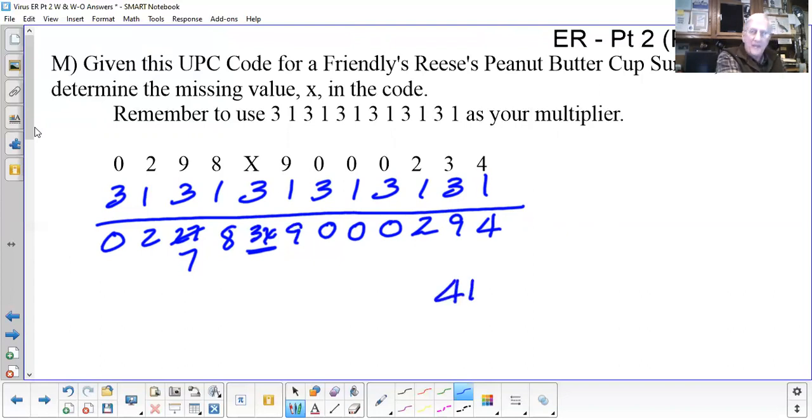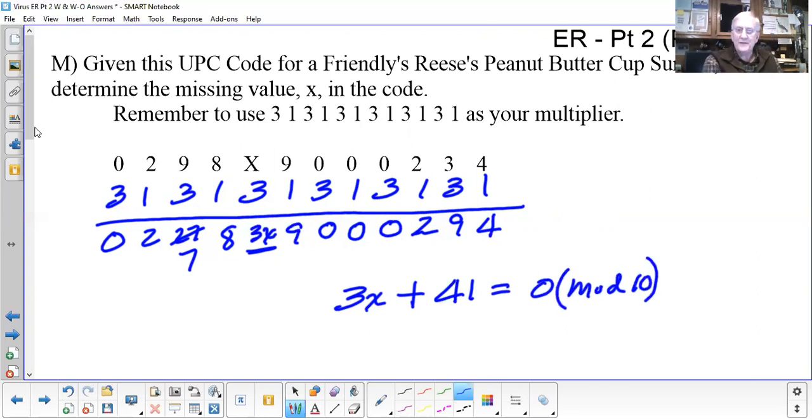I'm going to add it the other way just to be sure, since I'm doing it in my head. 9 and 4 is 13, 14, 15. Adding 9 more is 24, and 8 is 32. 32 and 7 is 39, and 39 plus 2 is 41. So it looks like I did all right. So now I have this sentence. 3x plus 41 has to come out equal to 0 mod 10.